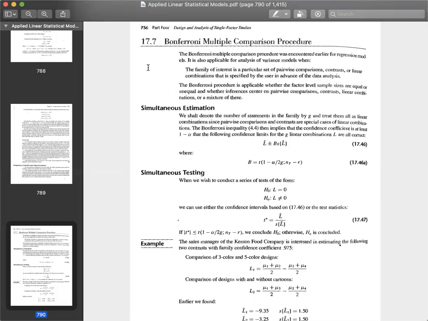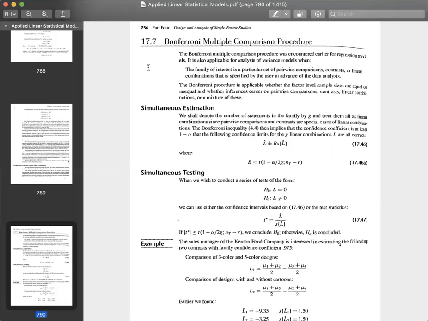It is not necessary that all comparisons be estimated with statement confidence coefficients 1 minus alpha over G for the Bonferroni family confidence coefficient to be 1 minus alpha. Different statements' confidence coefficients may be used, depending upon the importance of each statement, provided that alpha 1 plus alpha 2 through alpha G is equal to alpha.